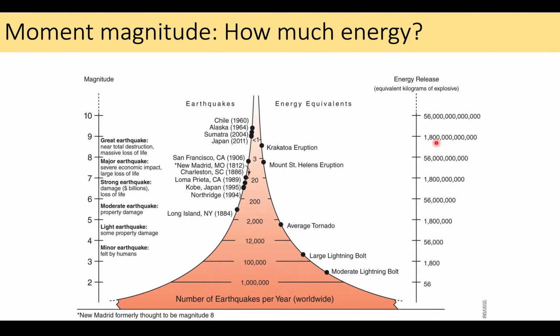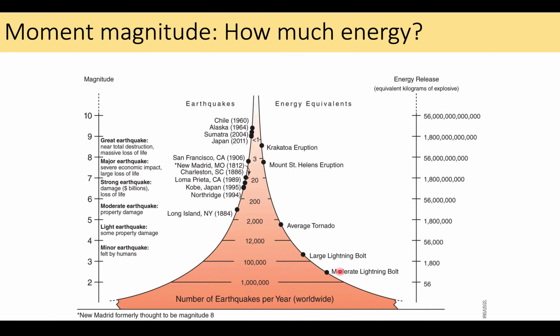So for example, here's a graph. We have the moment magnitude scale. We have energy released in terms of kilograms of explosive. And then we have the number of earthquakes per year. So for example, a magnitude 1 or 2 has a very large amount of earthquakes, whereas a magnitude 9 has very, very few earthquakes per year. And then they've also plotted energy equivalents. So I like this graph because it gives you some things to compare to.